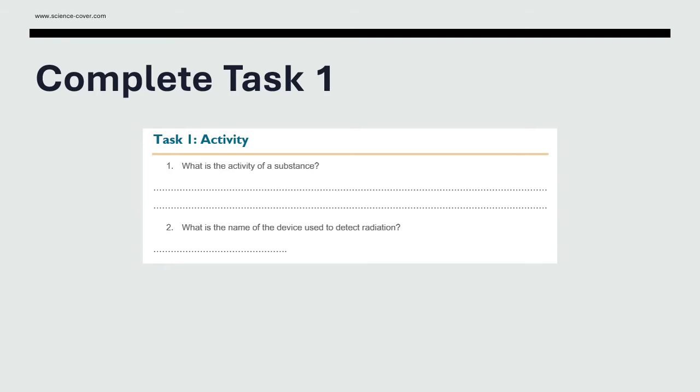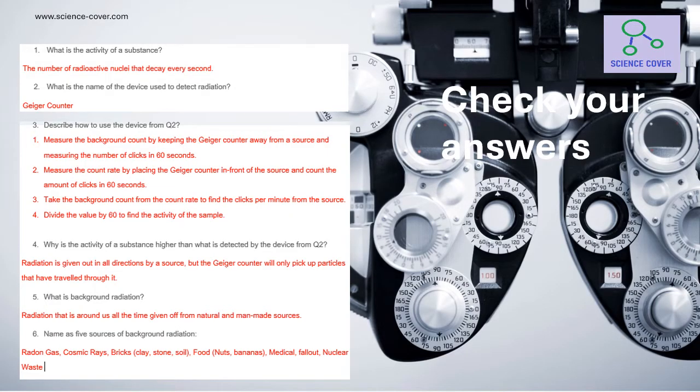Now pause the video and attempt task 1. Let's check our answers. What is the activity of a substance? That is the number of radioactive nuclei that decay every second. What device do we use to measure the radiation? It is a Geiger counter.